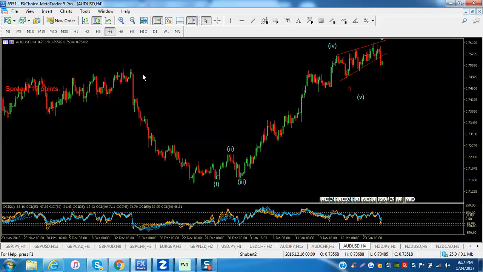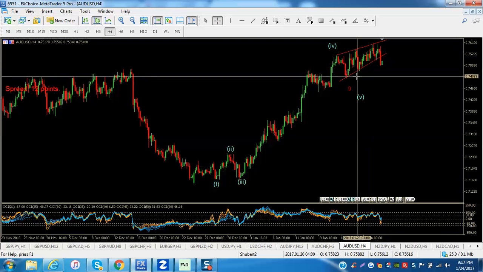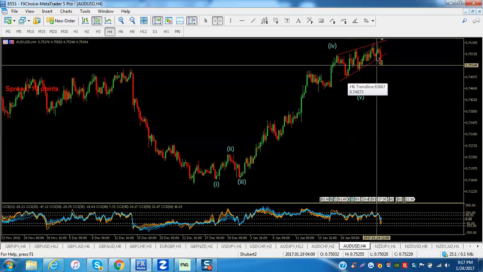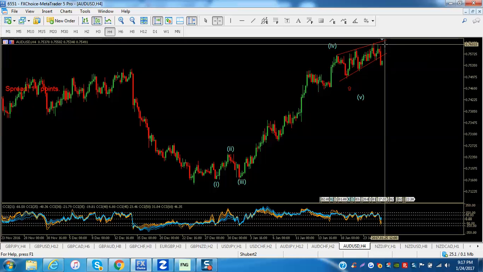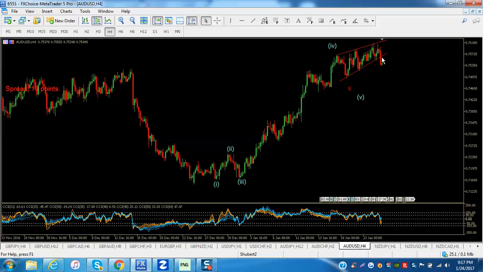And usually, as I mentioned in the last video, these ending diagonals retrace at least back to the origin of the pattern, which in this case would be right here. So from this high to here is about 112 pips. So I would expect that we'd see this go back to at least this area, maybe down to here, because this is really the end of the wave 4. And so we'll see. All right, but I'm in that one too.